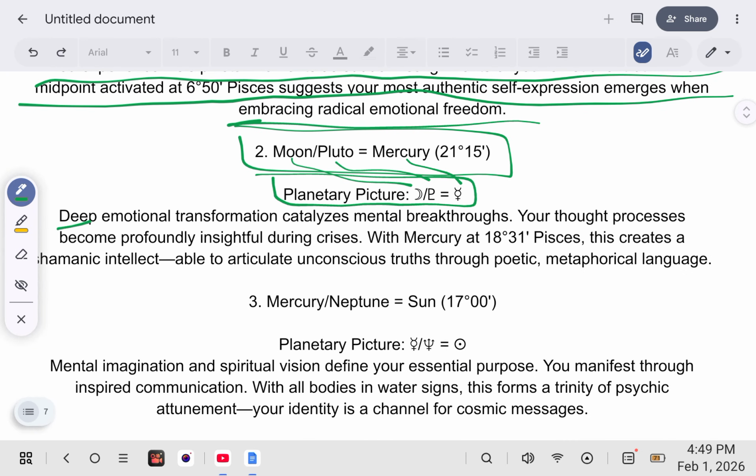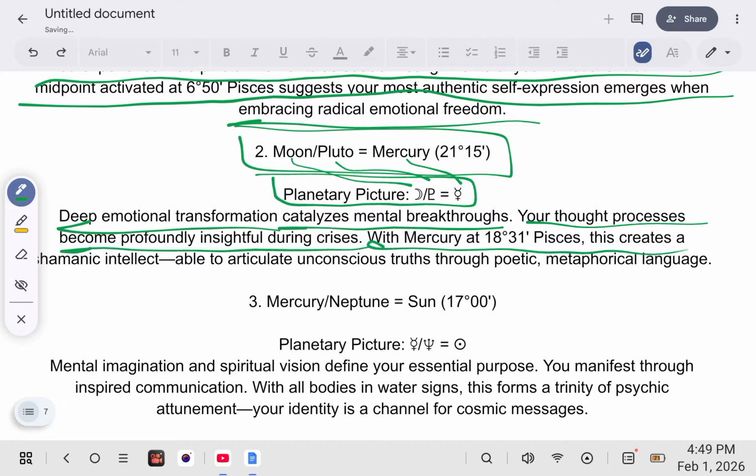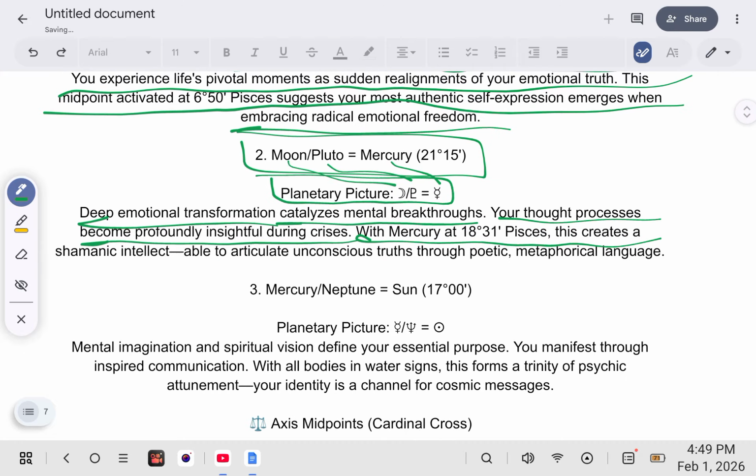So deep emotional transformation catalyzes mental breakthroughs. My thought processes become profoundly insightful during crises. With Mercury at 18°31' Pisces, this creates a shamanic intellect, able to articulate unconscious truths through poetic, metaphorical language.